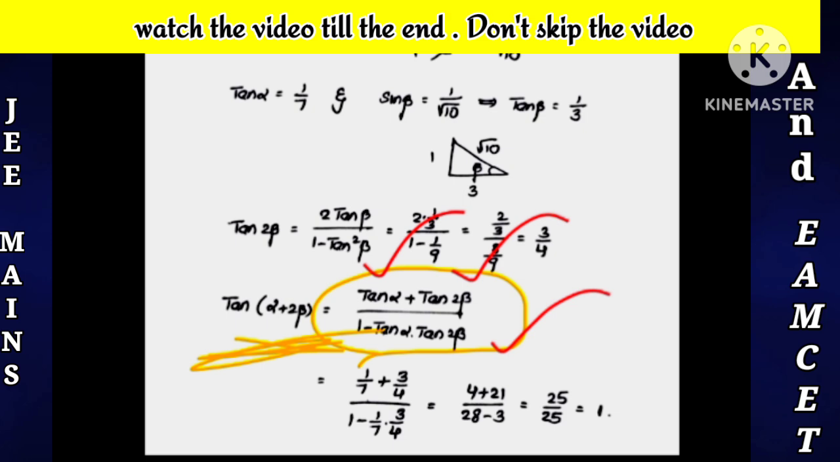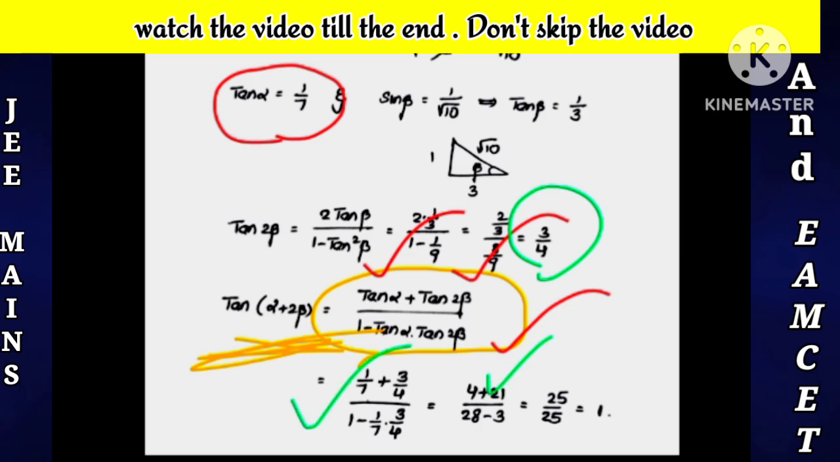Now replace the tan alpha and tan 2 beta values. Tan alpha is equal to 1 by 7. Tan 2 beta is equal to 3 by 4. Replace the values and do the LCM. After the simplification, you will get the answer is equal to 1. That's all. This is the answer.